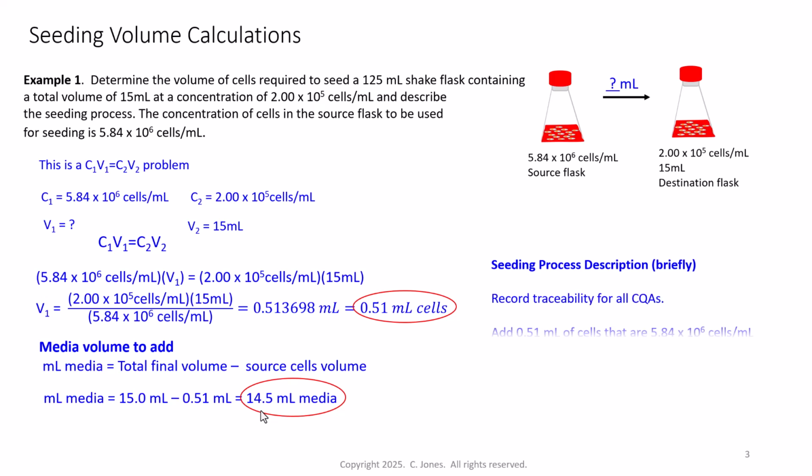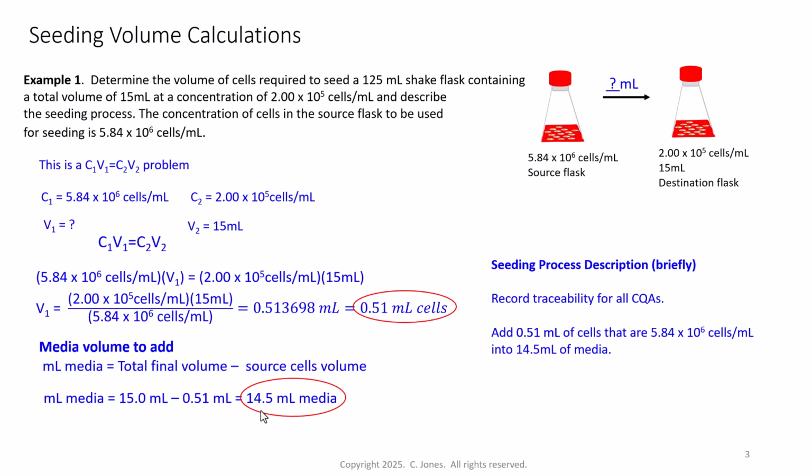Okay, so seeding process. First, observe good documentation practices. So record traceability for all the critical to quality attributes and any other information that's specified in the SOP or the batch record. And then we will add 0.51 mls of cells that are 5.84 times 10 to the 6th cells per ml into 14.5 mls of media.